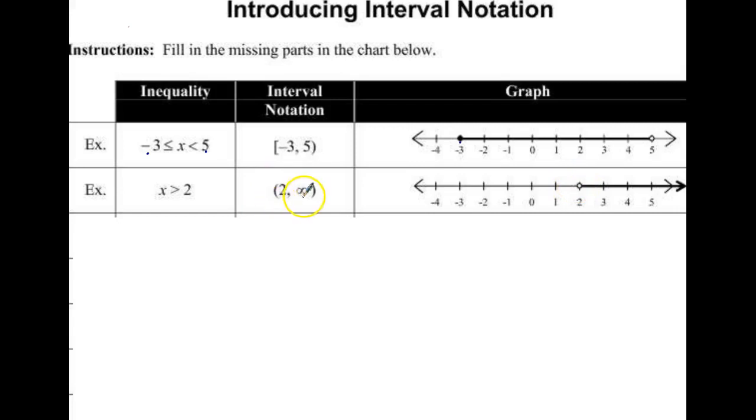And infinity is always treated as an open circle because it does not have a fixed value that we can reach. So it also gets the curvy parentheses. So anytime you have infinity or negative infinity, you treat them like an open circle with the curvy parentheses.